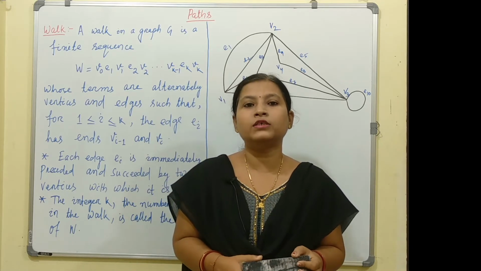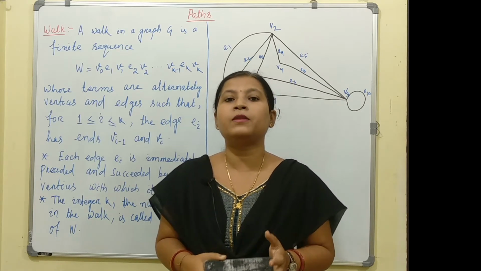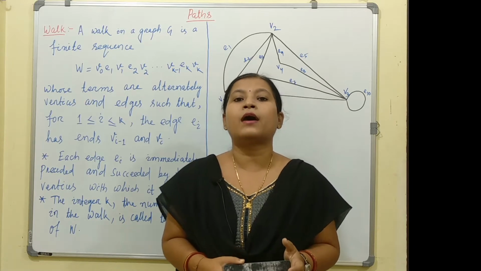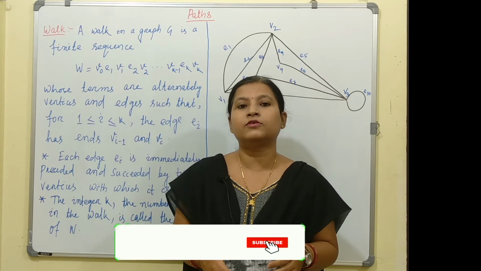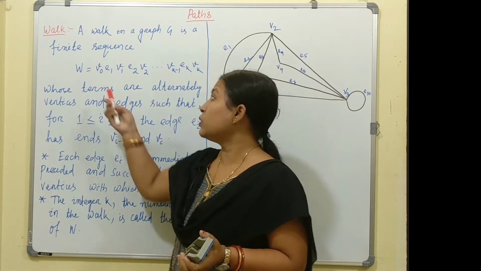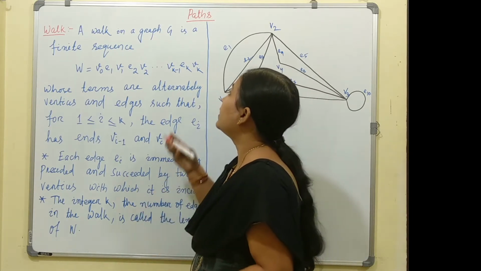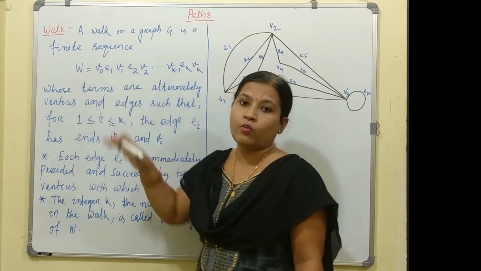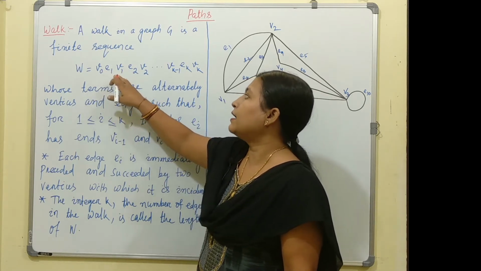A walk is a sequence of vertices and edges, and it is also simply called a sequence of vertices, and this sequence is finite. So a walk is a finite sequence of vertices and edges. Now the definition of a walk: a walk W in graph G is a finite sequence of vertices and edges.